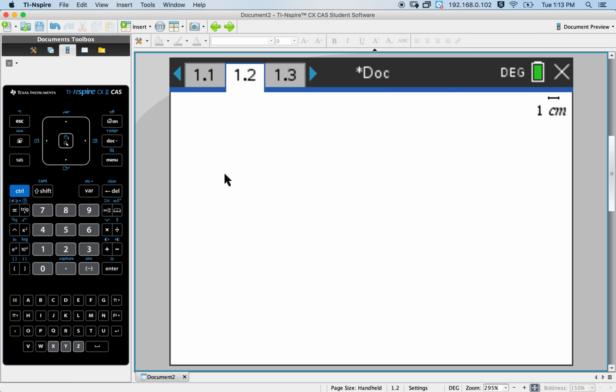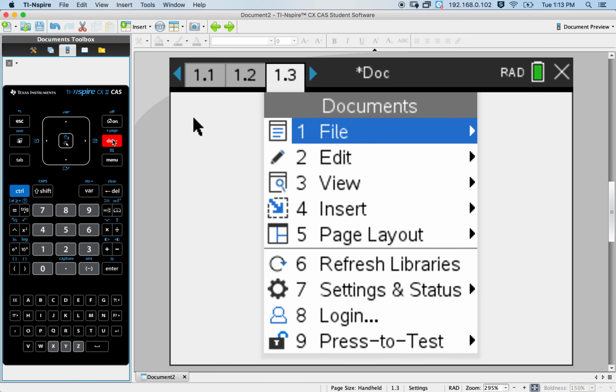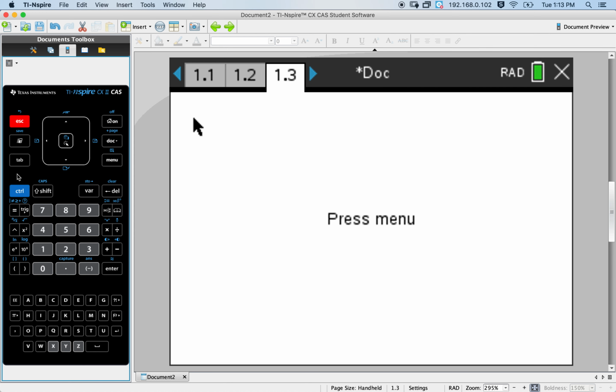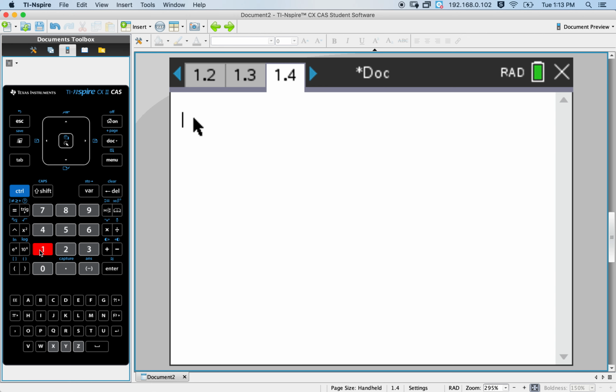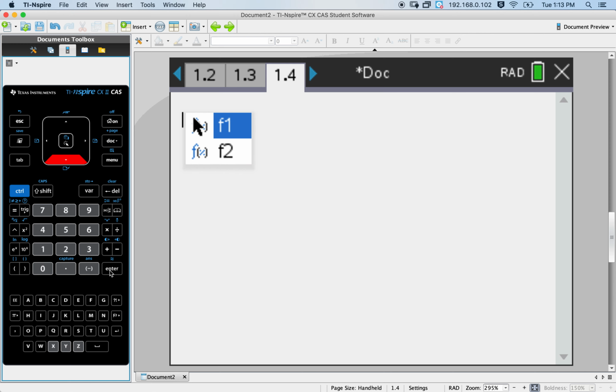I don't know what that is. Let's do escape. Let me make a new page. Kind of having problems with this mouse. Okay, so I'm going to do vars. Now I'm going to select F2. And I want to evaluate that at negative 0.00... Did I do 2 zeros or 3? I think I did 2 zeros. So let's see what that equals.